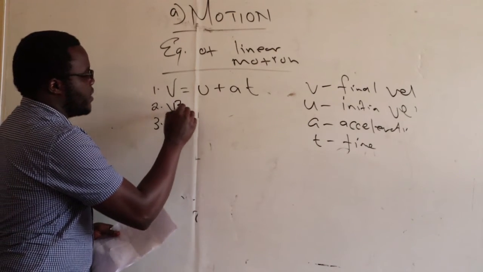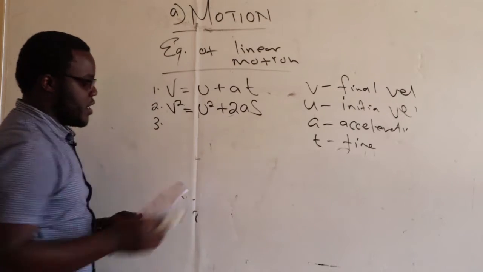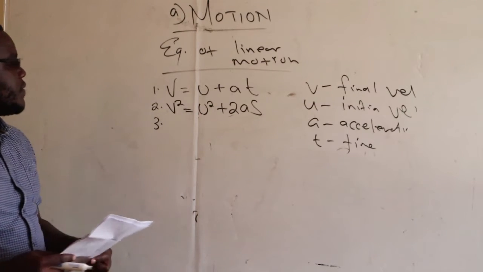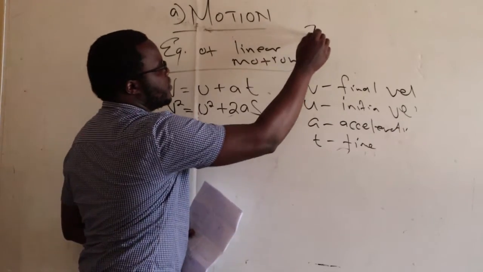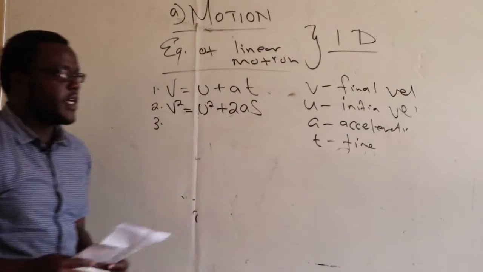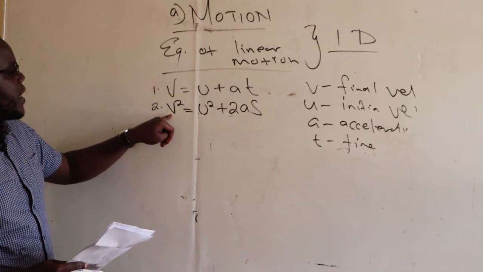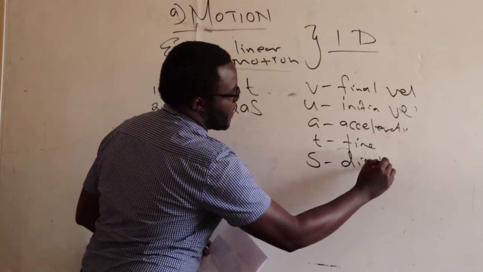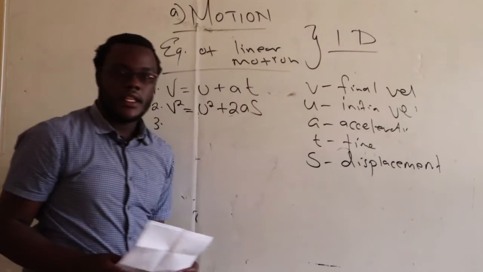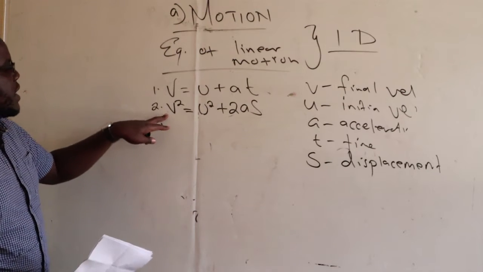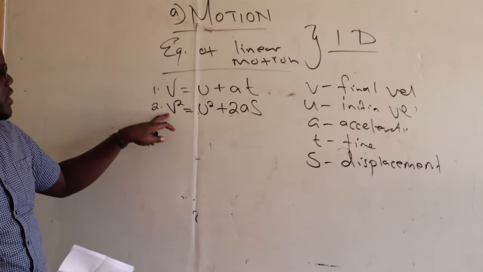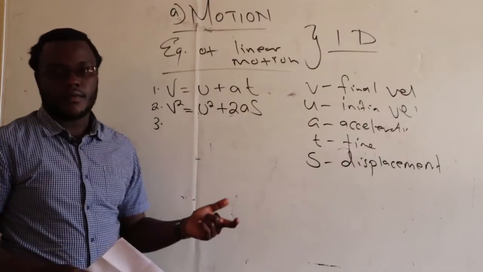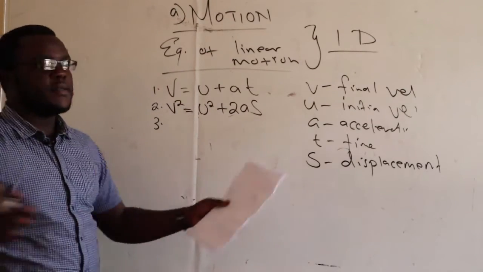Next we have V squared is equal to U squared plus 2AS. Now this is the second equation of linear motion. Remember that when you're talking of linear motion, we're just talking of motion in one dimension. Every term here, except for S, which I have not introduced, is already defined. S is just displacement, or the distance covered by that body. So the final velocity squared is equal to the initial velocity squared plus the product of 2 times acceleration times the displacement that has been moved.